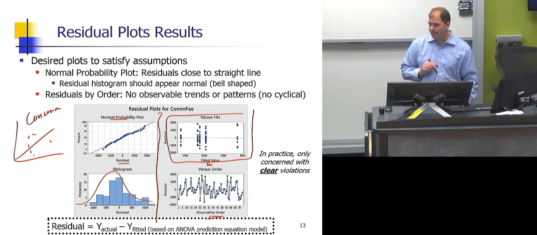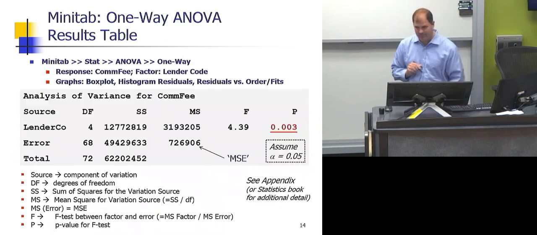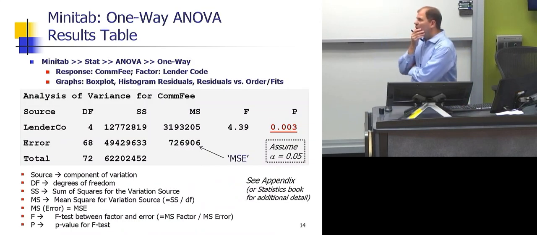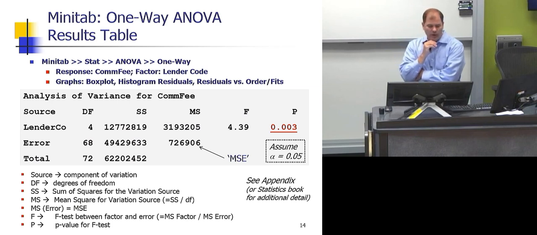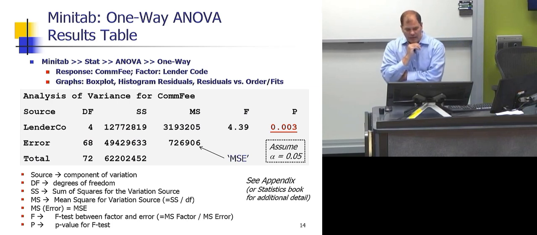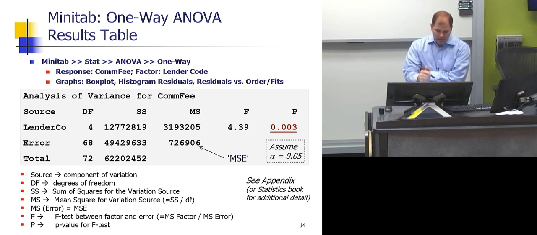How are we doing? Are we okay? All right. Official 7-second pause. Catch up with me. All right. We've validated our assumptions: homogeneity of variance with the Bartlett test. None of the residual issues look to be of concern. We are now ready to analyze our results.